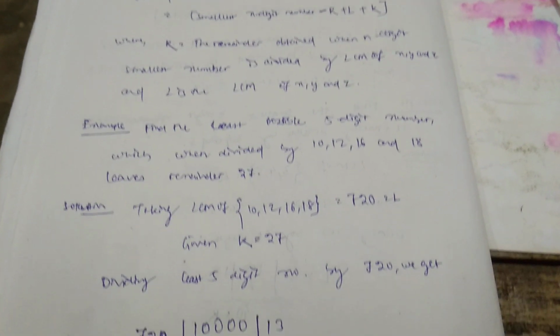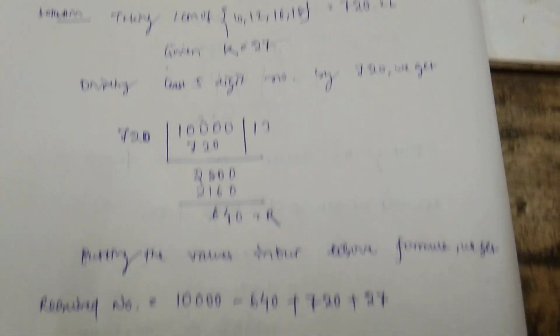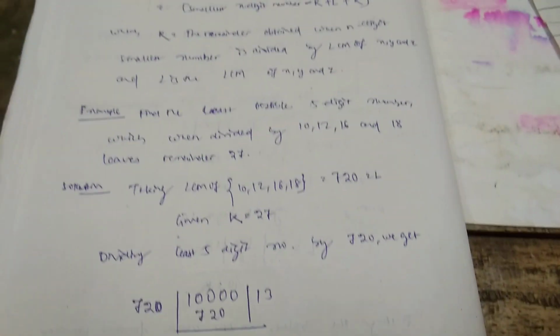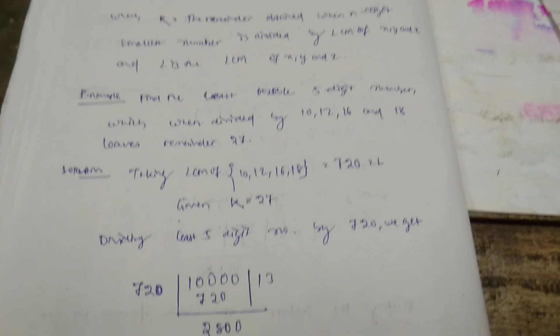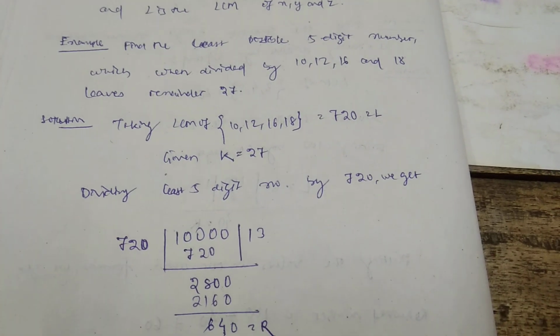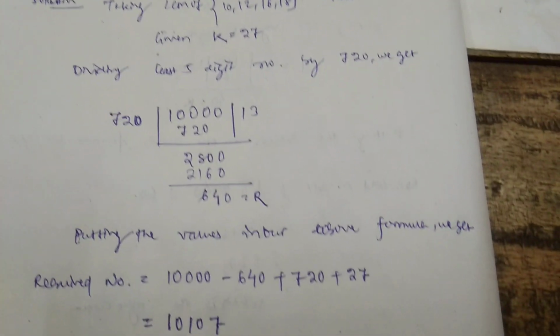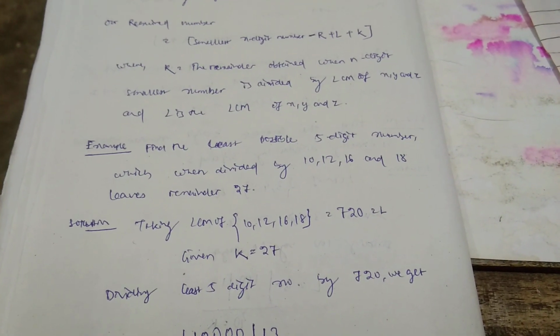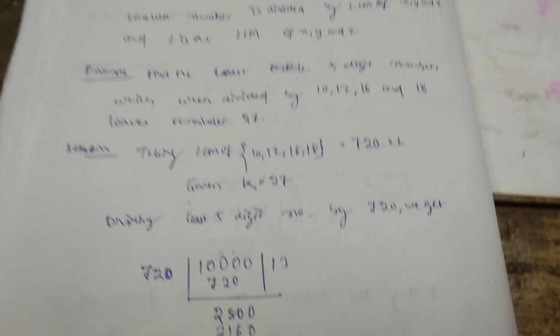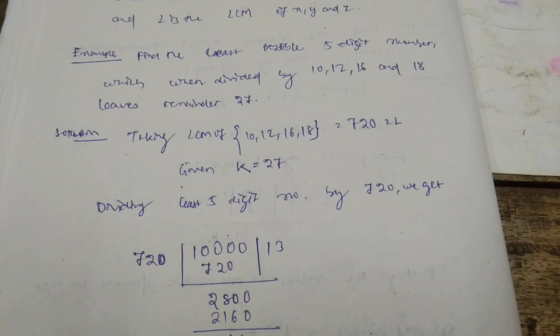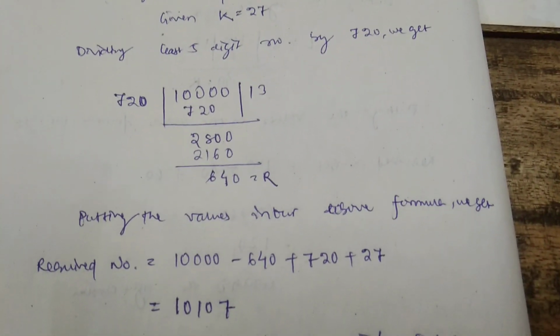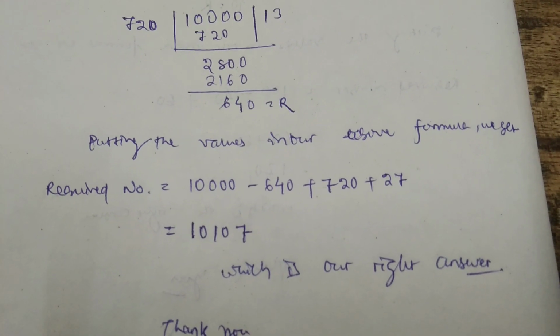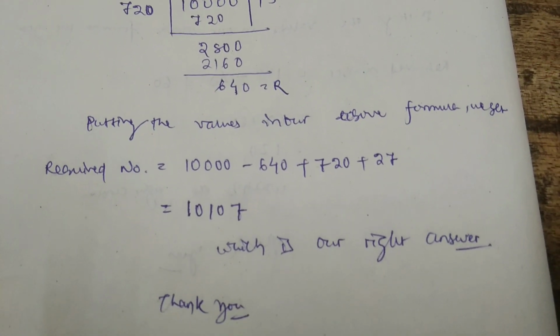the smallest n-digit number, which is 10,000, minus r, meaning the remainder, which here is 640, and next L, the LCM, which is 720, and we have to add k at last, which is given as the remainder, 27. On calculating this, we get 10107, which is our right answer.